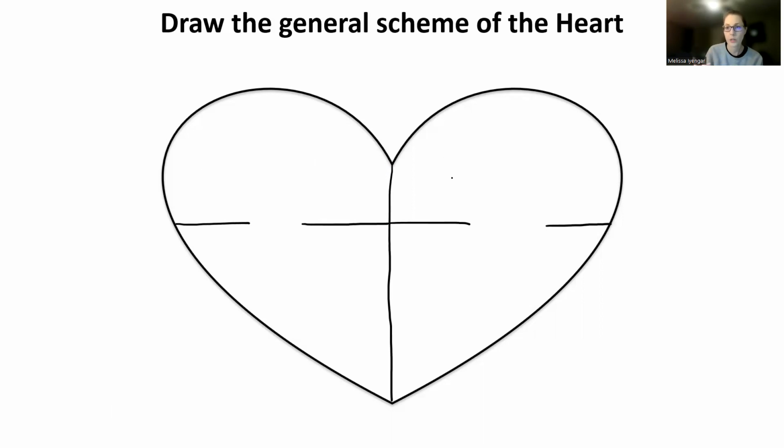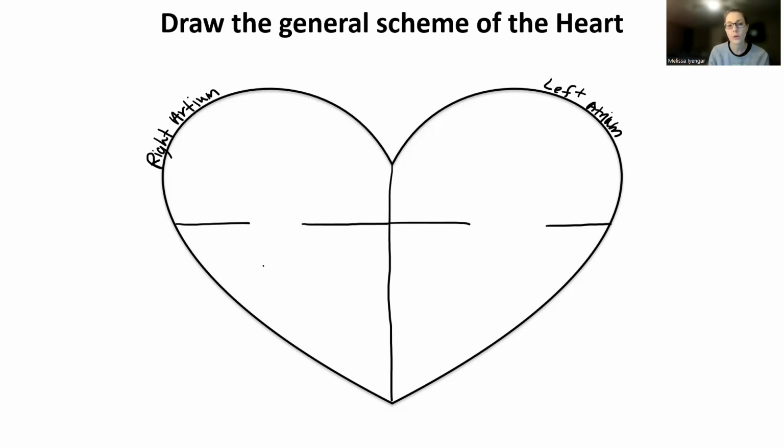Perfect. My four chambers are going to be my right atrium, my left atrium, my right ventricle, and my left ventricle. So over here, I'm just going to write right atrium. And over here, I'm going to write left atrium. I should know not to write sideways. Writing sideways is so difficult. Okay. So those are my arriving chambers. This is where blood is going to flow into the heart.